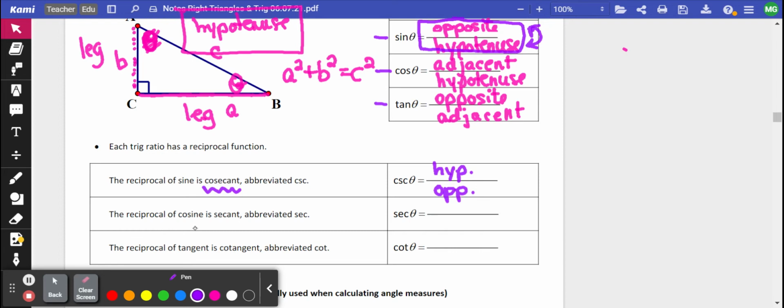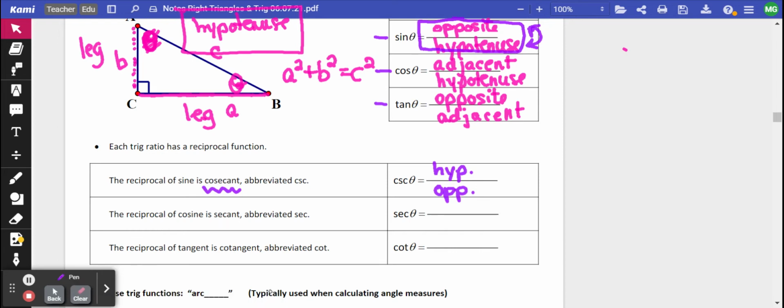The reciprocal of cosine is secant. So we say secant of theta is, and again, we interchange the numerator and denominator. So the secant of theta would be hypotenuse over adjacent. And this is an easy one. The reciprocal of tangent is cotangent. And again, we write the reciprocal. So cotangent of theta equals adjacent over opposite.